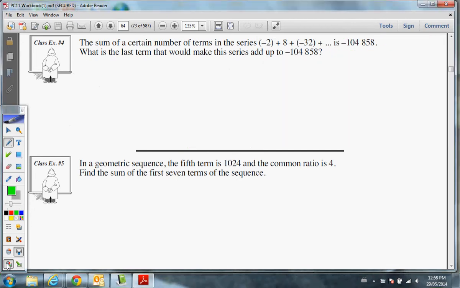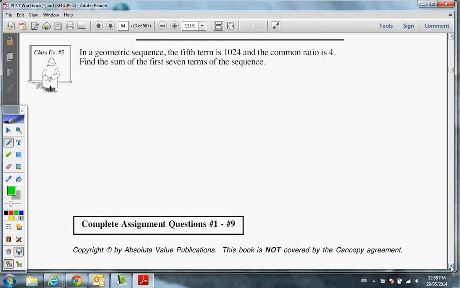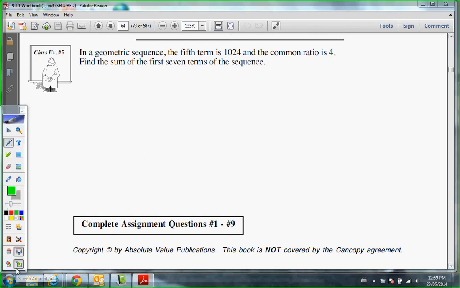5. Move it up here so I have a little more room. All right, in a geometric sequence, the fifth term is 1024, and the common ratio is 4. Okay, find the sum of the first 7 terms. So I want to find S7. Okay, the fifth term, so T5 equals 1024. The ratio is 4. So I don't have A. A is the thing I need.